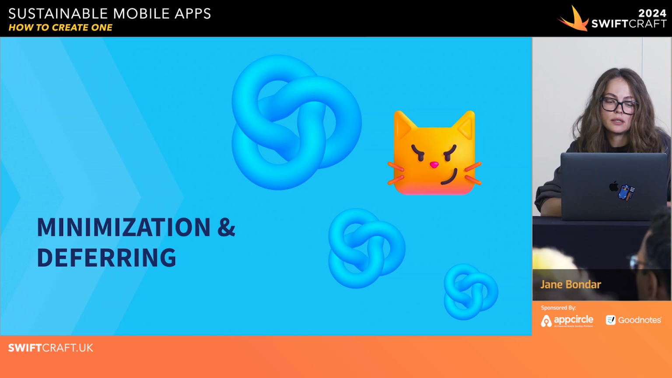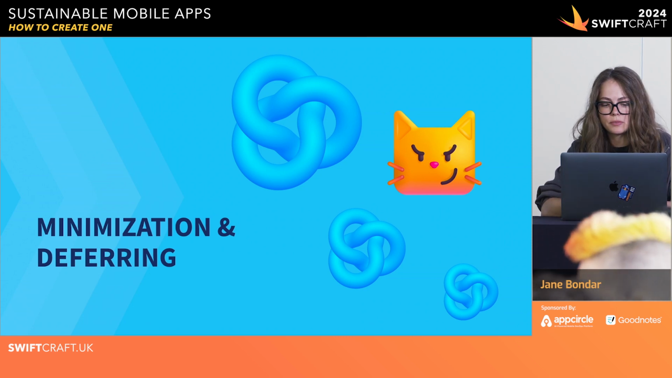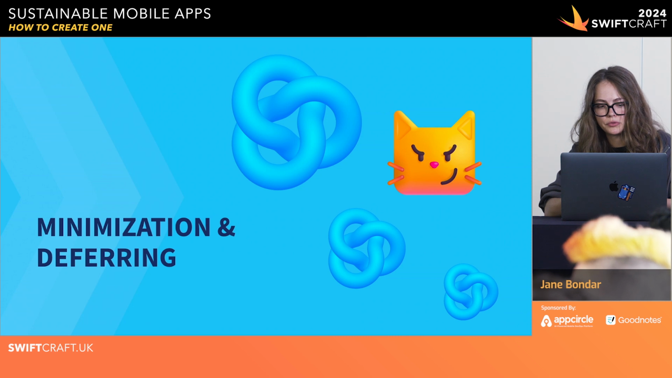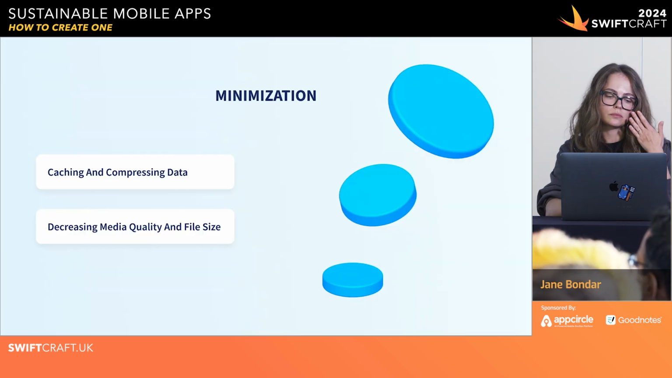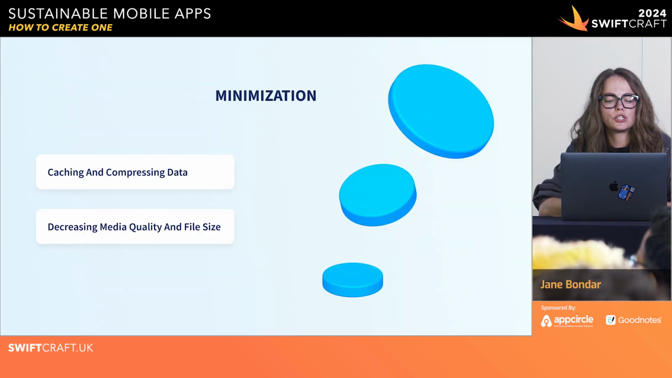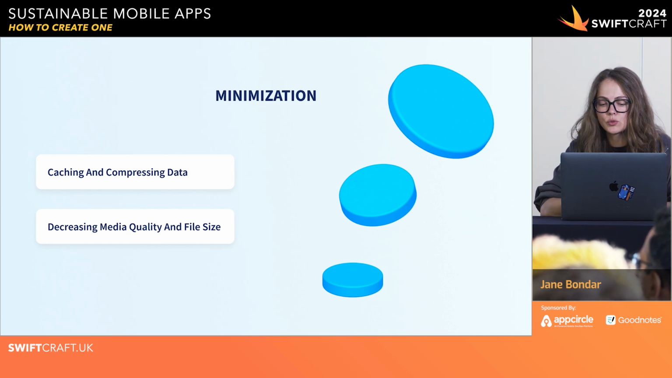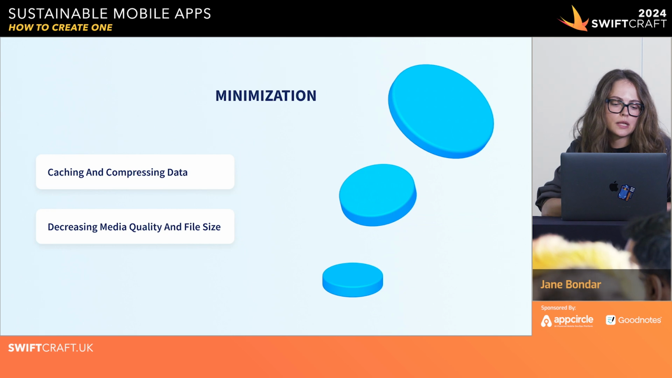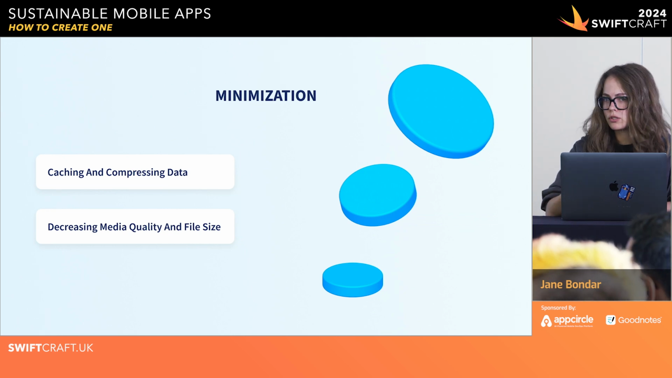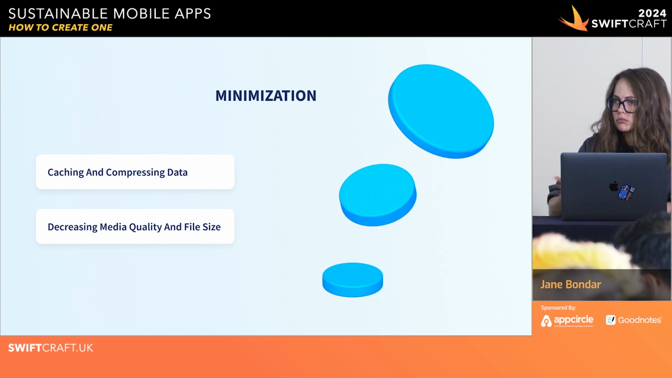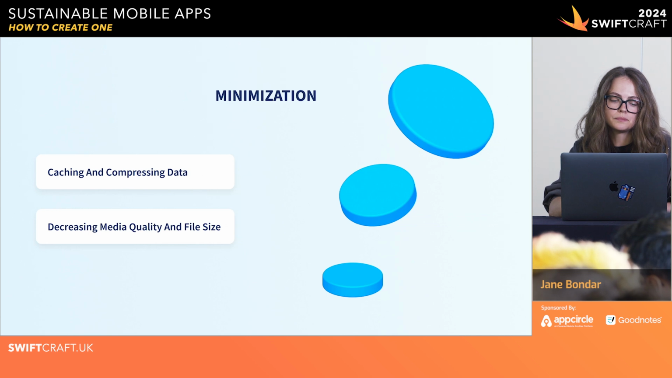Generally speaking, here we have two strategies for optimization: minimization and deferring. As for minimization, we typically consider caching and compressing transmitted data, as well as decreasing media quality and file size where possible. This choice can be made automatically, or the user can make it, it doesn't matter.